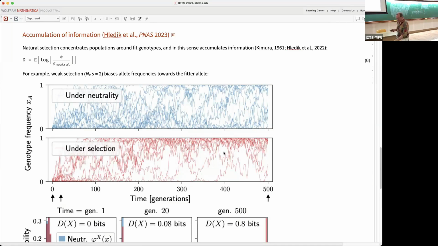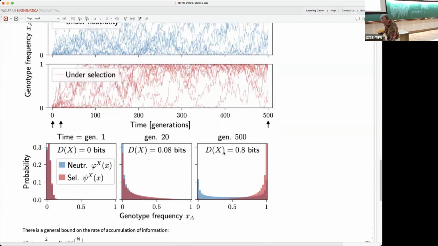Okay, so what you're doing is just saying, well, you have a probability distribution for the neutral case, which is blue. That's the typical U-shaped distribution, right? And you have a probability distribution in red, which is under selection, and you take the ratio of those. So you take the ratio of the two, and then take the average of the log, and that's it.